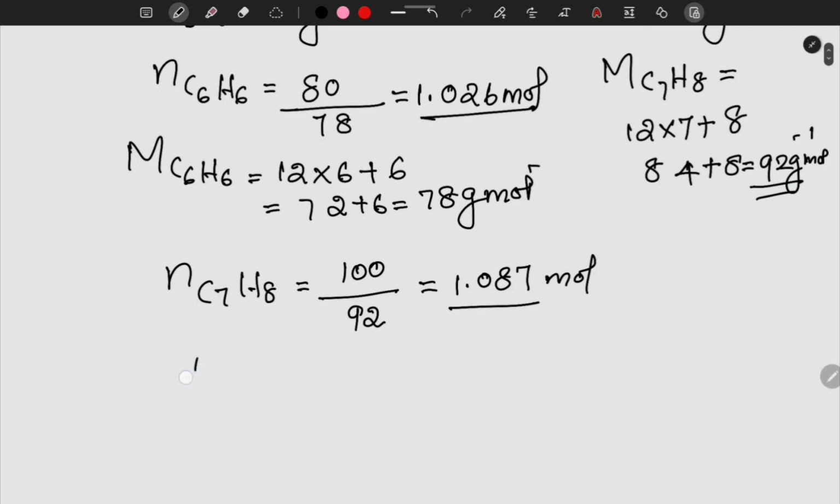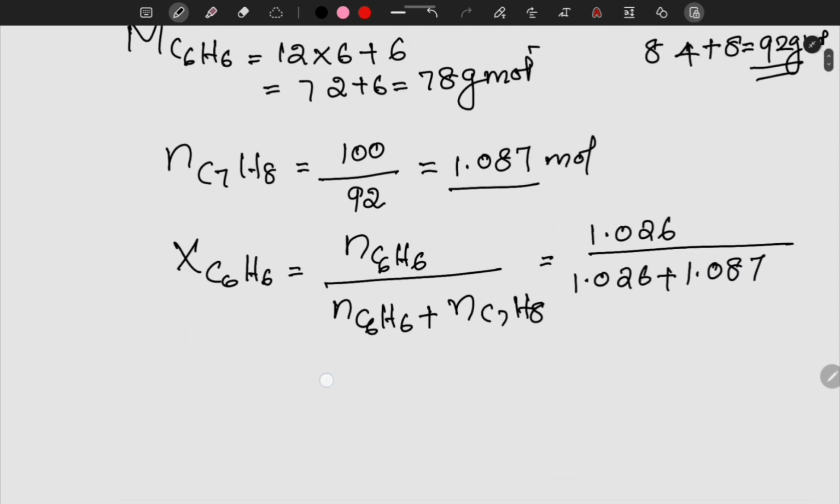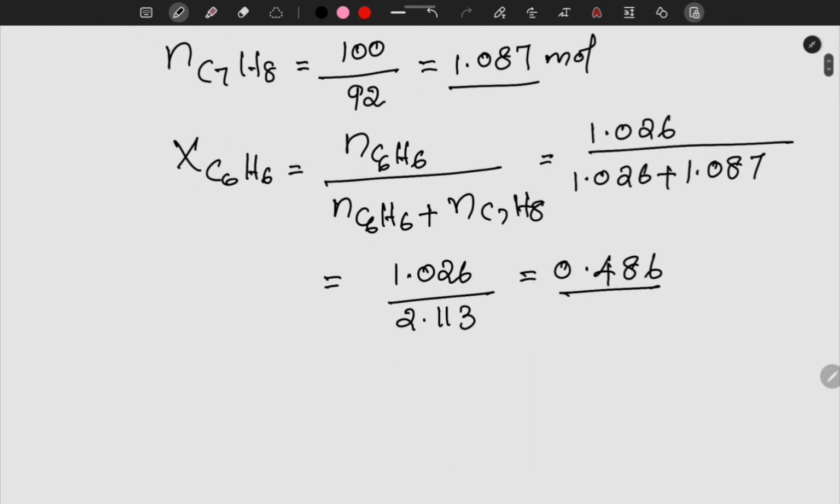Now let us find out the mole fraction of benzene, that is equal to number of moles of benzene by total number of moles. Number of moles of benzene plus number of moles of toluene. So that is equal to 1.026 divided by 1.026 plus 1.087. So when we simplify, we will get 0.486. Now we got the mole fraction of benzene.